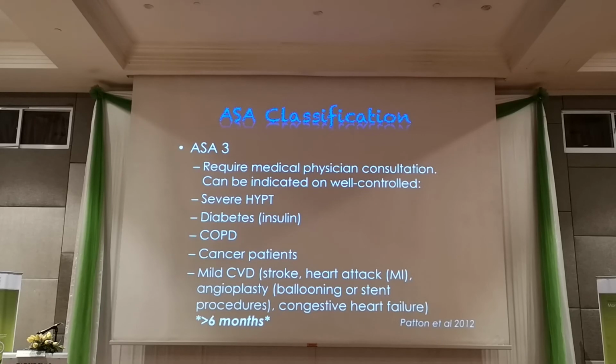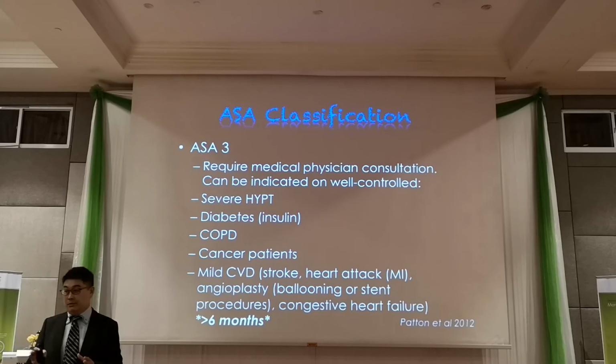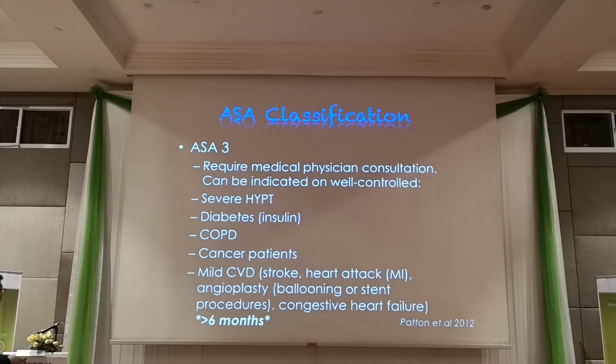ASA 3, this is when you require your medical colleagues to help you. Severe hypertension or type 1 diabetes. So you have to check, I'm going to do this surgery soon, you check the HbA1c, chronic obstructive pulmonary disease, some severe lung problems. Sometimes if the patient is on steroids, you just talk to the physician. Or if the patient is on long-term steroids, do you want to do it? Maybe not, stuff like that. I'll teach you.